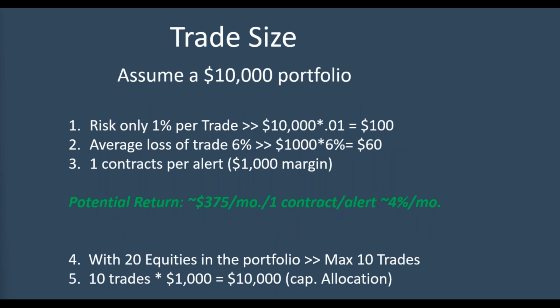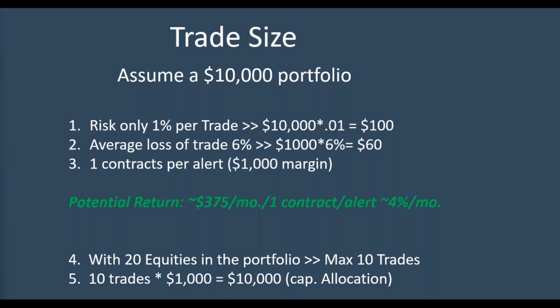Let's just assume that you're starting out, you have a $10,000 portfolio, and you want to trade in credit spreads. Professionals would like to risk only 1% per trade. Well, 1% of 10,000 is $100. You look at that and say, well, I can't make much money with that. But that's the amount you're going to risk, okay?